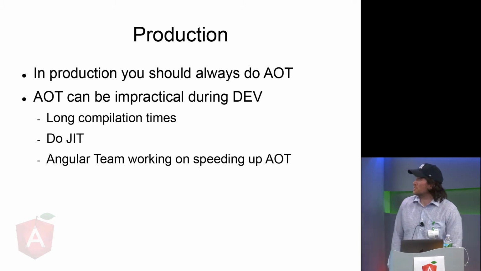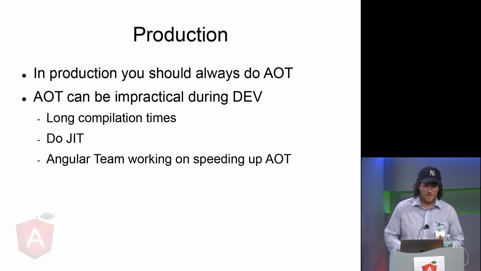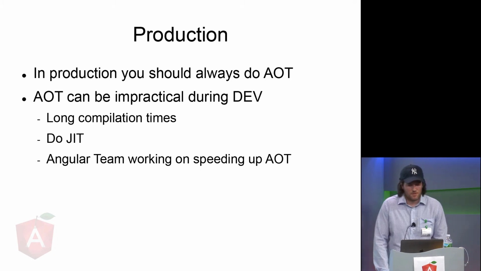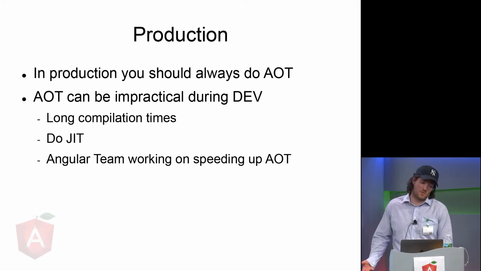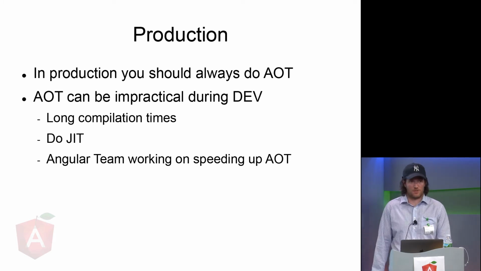So in production, you should always do AoT because of the benefits. But it can be a little impractical during development because the compilation time is relatively long, especially in a large application. So what I recommend doing is doing just-in-time compilation during development and then do AoT for your production or your higher environments. But I know the Angular team is working on speeding up the compilation, and they've said that their goal is to have it be fast enough for it to be the actual default, so you no longer have to do just-in-time.